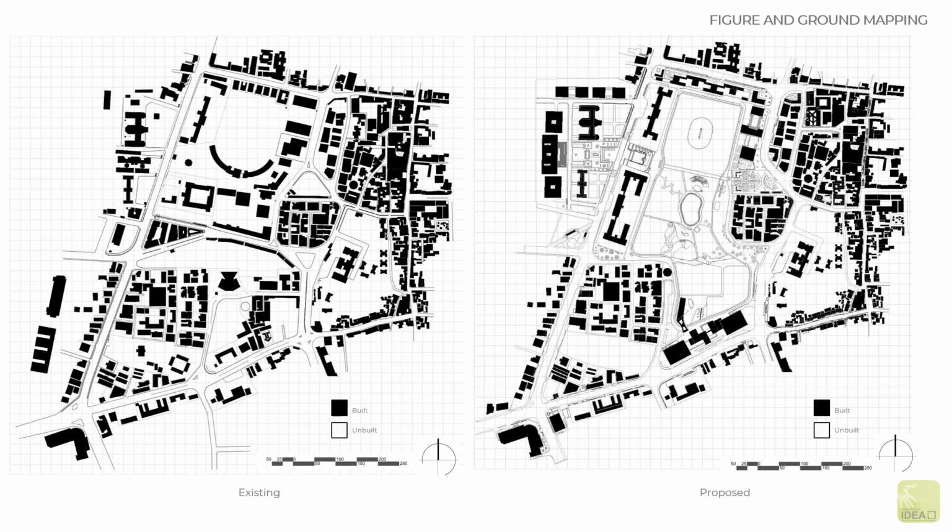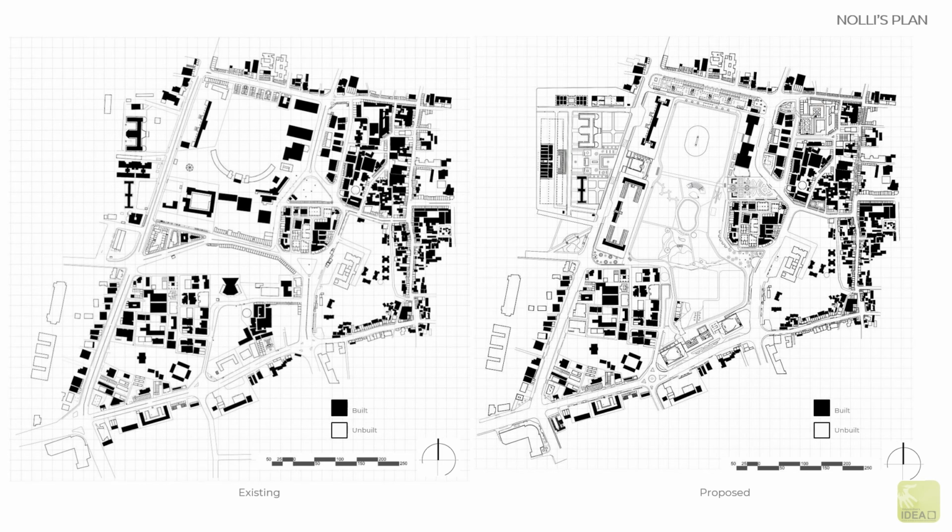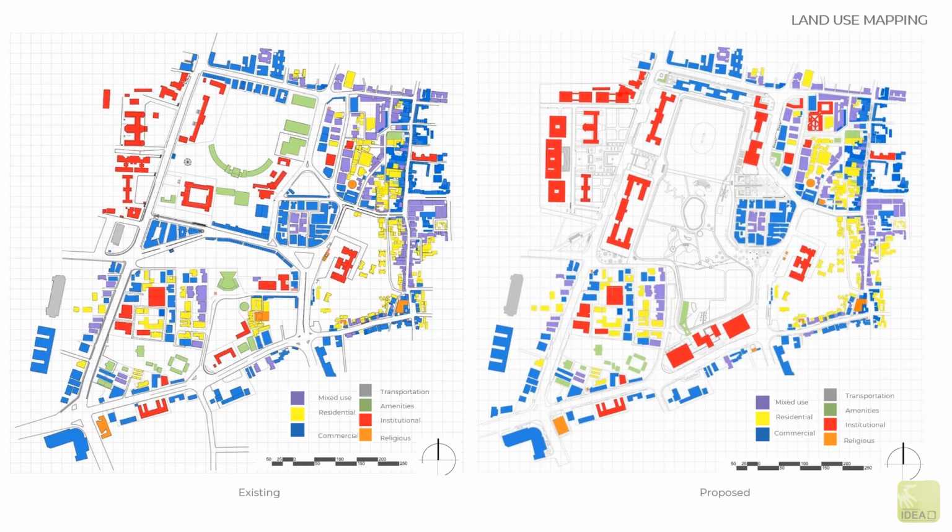The proposed figure and ground mapping shows the expanse of the urban built forms. The built forms have been moved to the fringe of the streets and densified, creating a large open space. The proposed plan shows the extent to which the urban space has been expanded and increased the available public realm. In the existing mapping, there is a non-uniform distribution of commercial, recreational, and institutional buildings, and in the proposed plan, we have tried to achieve uniform distribution of these activities.